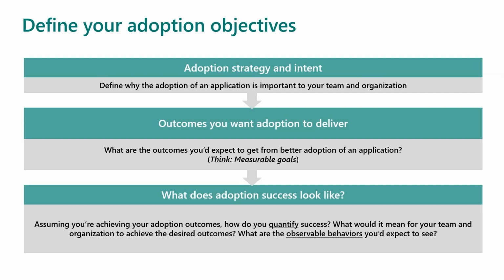So, for example, if our strategic intent was to improve customer experience, what measurable goals would you want to achieve? What about increasing revenue, increasing customer retention, proactively serving customers with data-driven decisions? Just to name a few. And finally, what would it look like if your adoption outcomes were achieved? How will you know that you've reached your desired adoption goals? What are observable behaviors that you would expect to see?